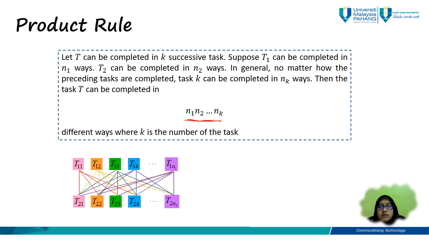This figure shows an illustration of how the product rule works. T11 has several ways. T11 can be paired with T21. T11 also can be paired with T22 and so on until T2n2. The same goes for T12. It can be paired with T21, T22 and so on. So how do we find the total number of different ways? The total number of different ways is n1 multiplied with n2.